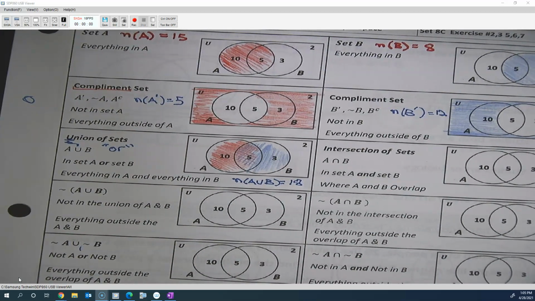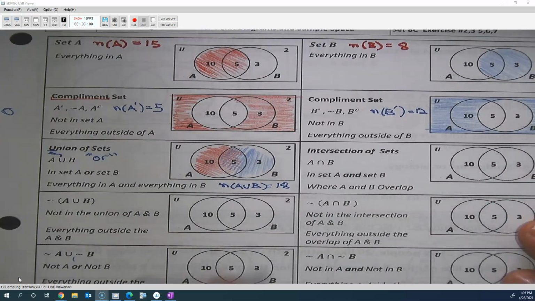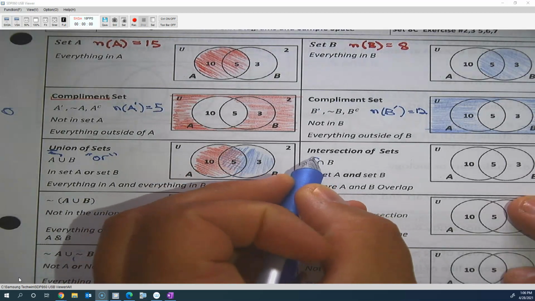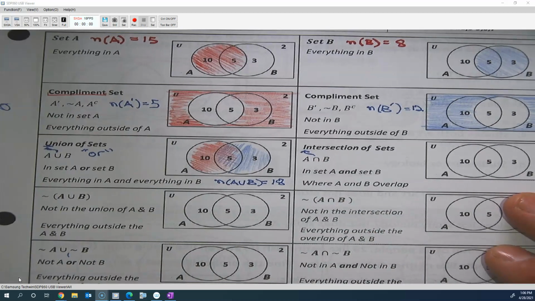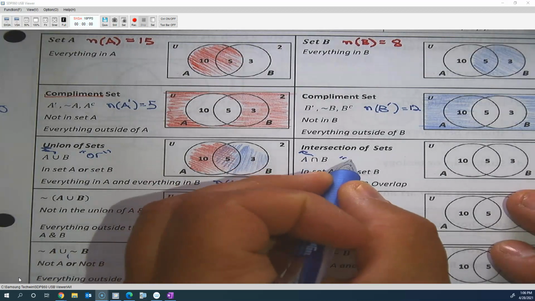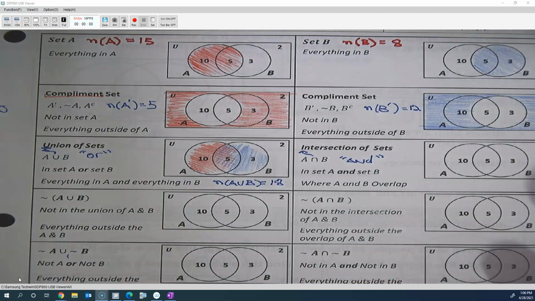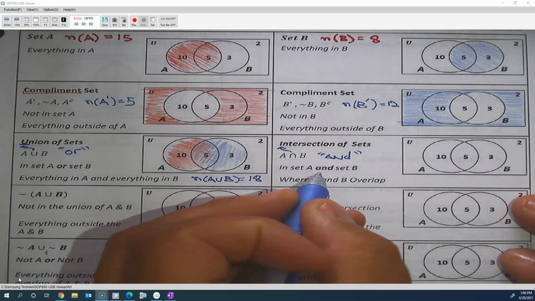All right, so that's your union. Now your intersection is what they have in common. We use the upside down U for intersection, and that is associated with the word and. So both of these things have to occur. It's in set A and it's in set B.